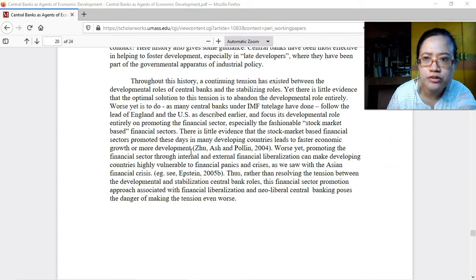I don't know. Here in the Philippines, of course, the stock market is a secondary market. So any exchanges would not in any way lead to additional capital for the issuing company because the exchange happens between investors and investors. So how? Worse yet, promoting the financial sector through internal and external financial liberalization can make developing countries highly vulnerable to financial panics and crises, as we saw with the Asian financial crisis. Thus, rather than solving the tension between the developmental and stabilization central bank roles, this financial sector promotion approach associated with financial liberalization and neoliberal central banking poses the danger of making the tension even worse.